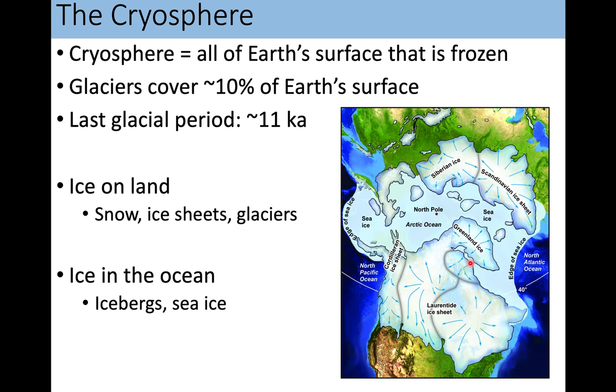So our ice on land being snow, ice sheets that cover an entire continent, and then glaciers. And then also we have ice in the ocean, being icebergs and sea ice. So ice in the ocean is ice floating in water. Ice on land is ice that is held up on top of a continent.